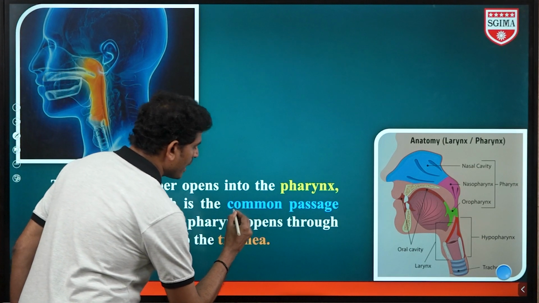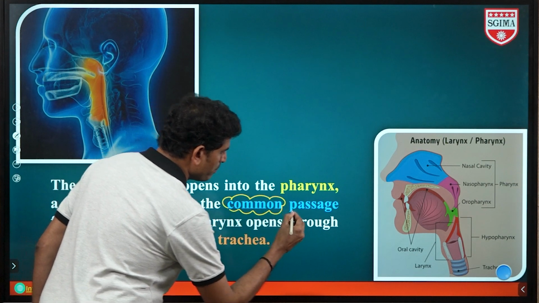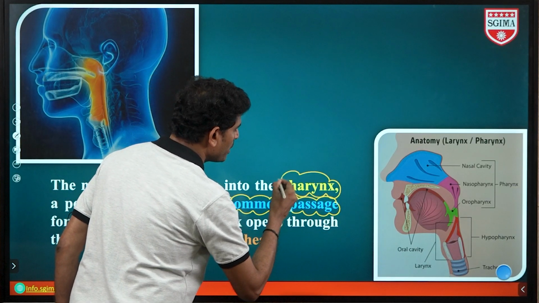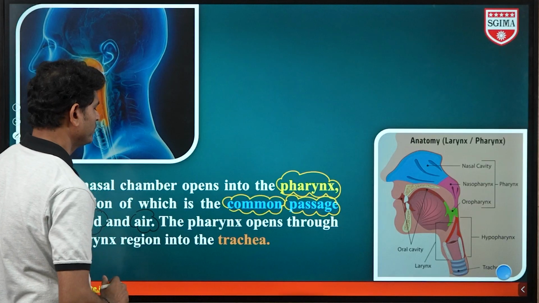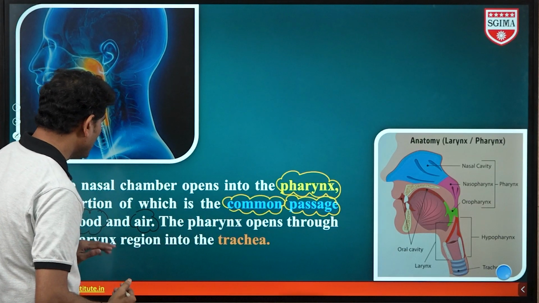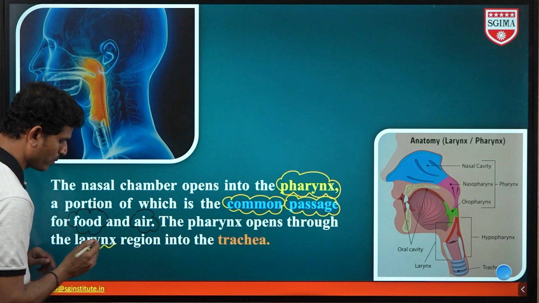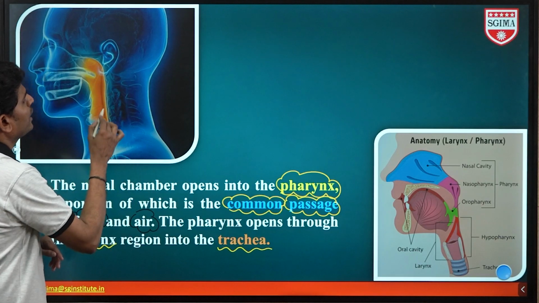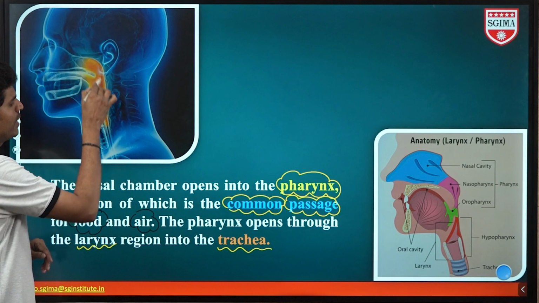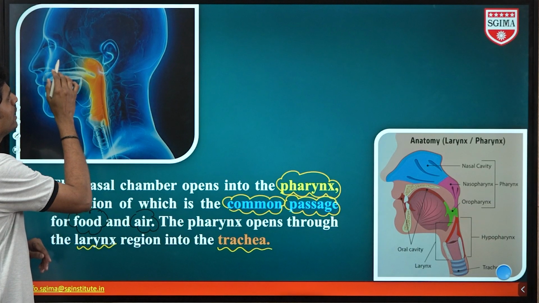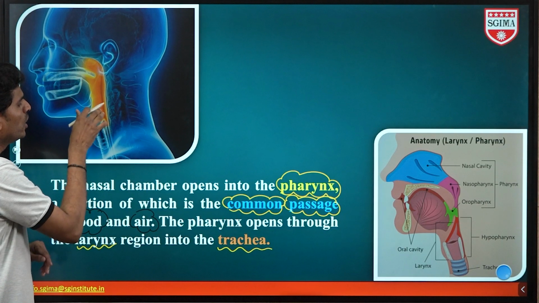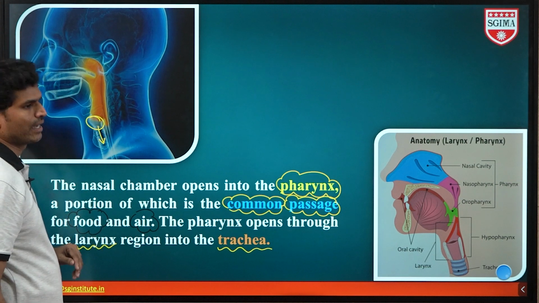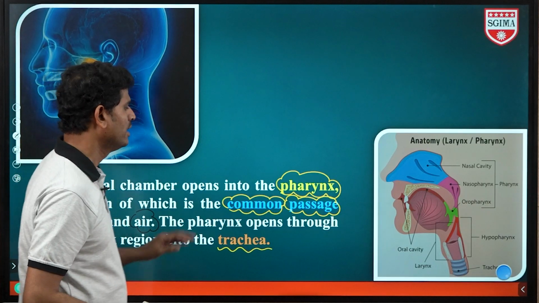Okay. Here we have to remember the important words, so we highlight them. So the pharynx is the common passage for food and air. The pharynx opens through the larynx. Larynx is another structure added here, the larynx region into the trachea. So this highlighted portion is totally the pharynx. That pharynx communicates with the nasal cavity and buccal cavity, and lower down is the larynx. A portion of it is the larynx, and the larynx communicates with the trachea. Okay. So these portions we can see.